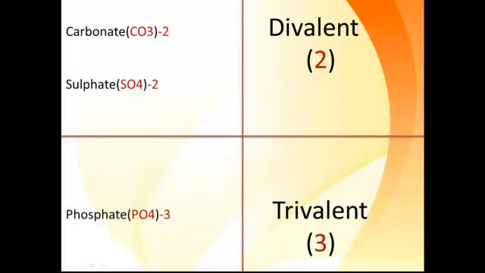Other examples of atomic groups. Carbonate, CO3 negative 2, its valency is divalent. Sulfate, SO4 negative 2, its valency is divalent. Phosphate, PO4 negative 3, its valency is trivalent.